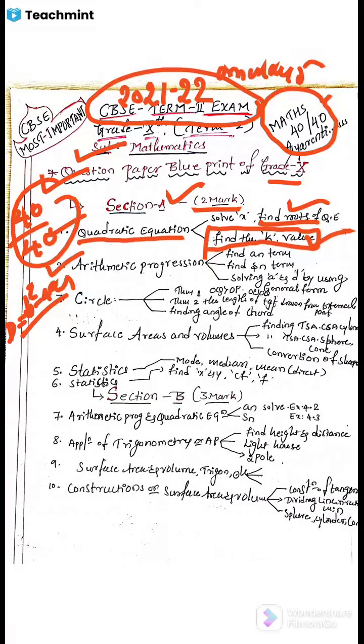Then the second question will come from arithmetic progression. I referred to more than 10 question papers, the board sample question papers that were released, and I got this blueprint. Okay, so the third question will come from circles.